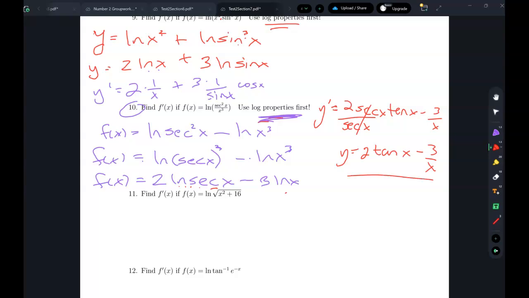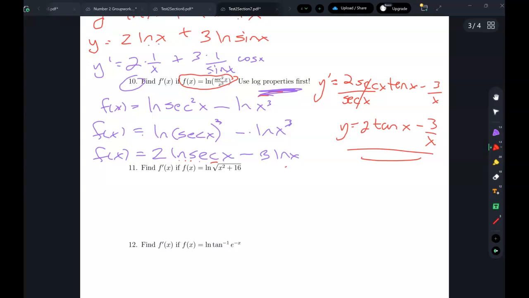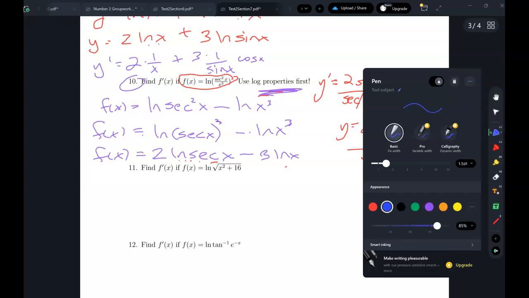So that is so much easier than if you had done quotient rule. Oh my goodness, so much easier. So make sure you're thinking about the ln properties and how they can help you.